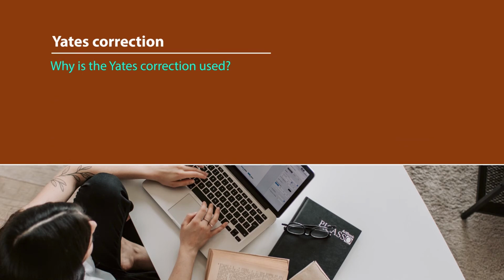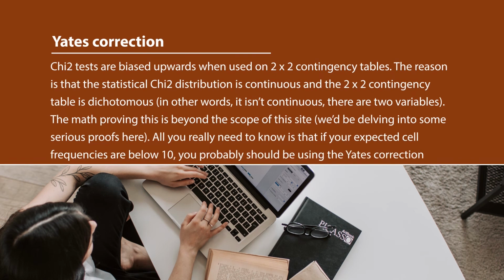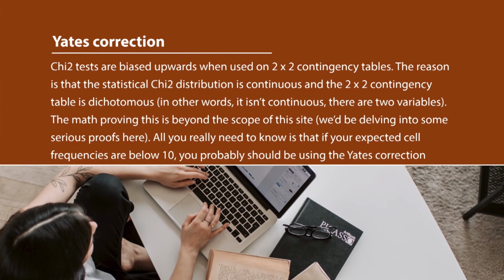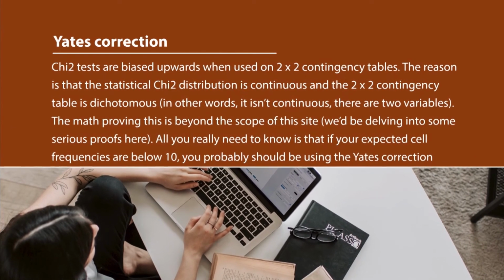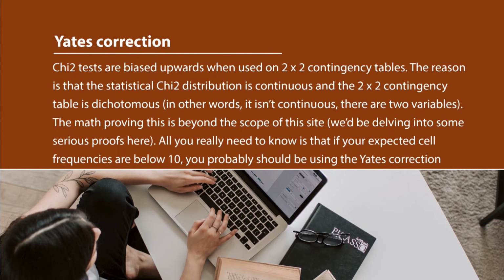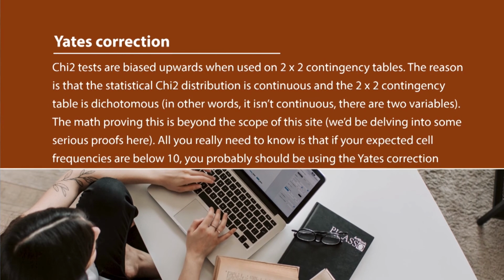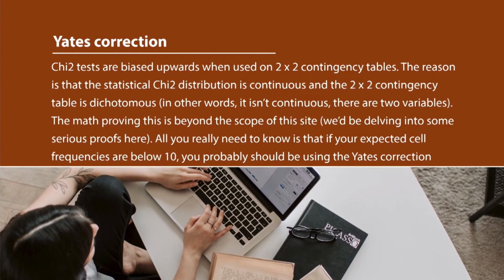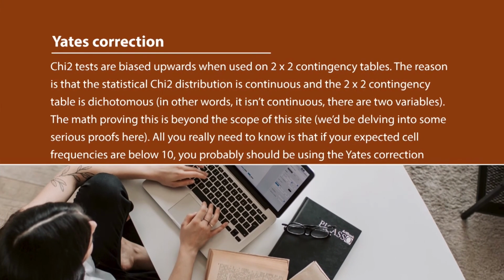And why is Yates correction used? Chi-square tests are biased upwards when used on a 2 by 2 contingency table. The reason is that the chi-square distribution is continuous, and the 2 by 2 contingency table is dichotomous, so it is not continuous. There are two variables. The math behind this is beyond the scope of this session, as we would be delving into some serious proof. All you really need to know is that if your expected cell frequencies are below 10, you probably should be using a Yates correction.